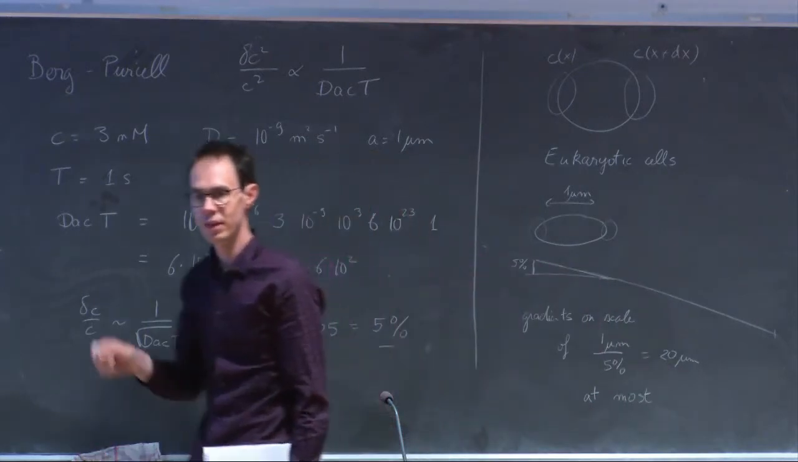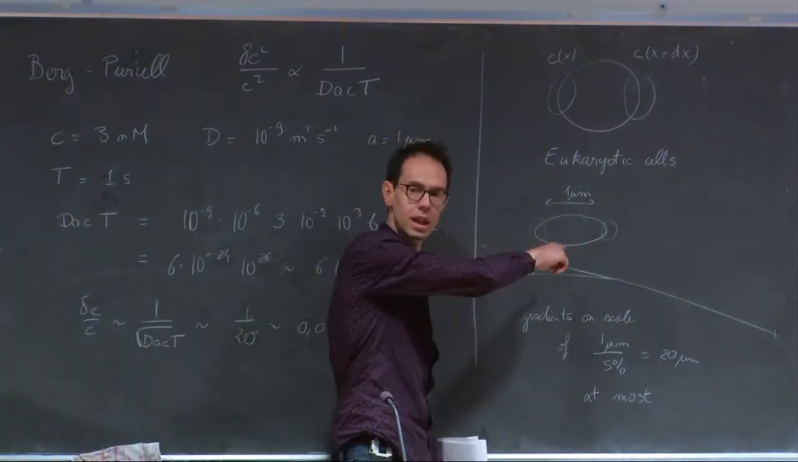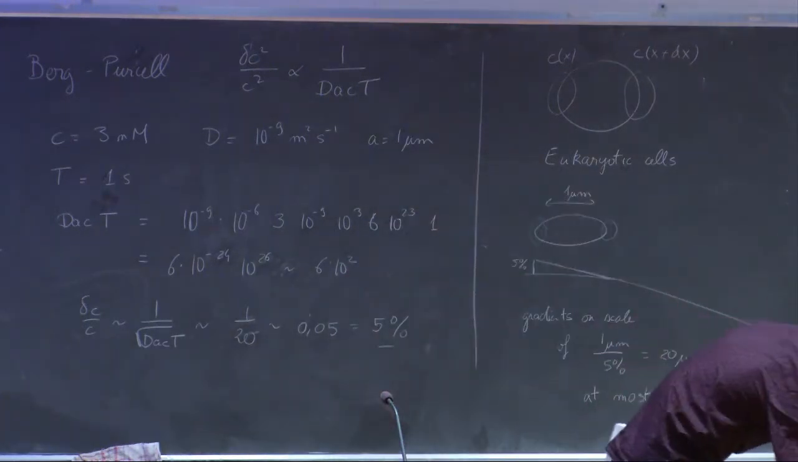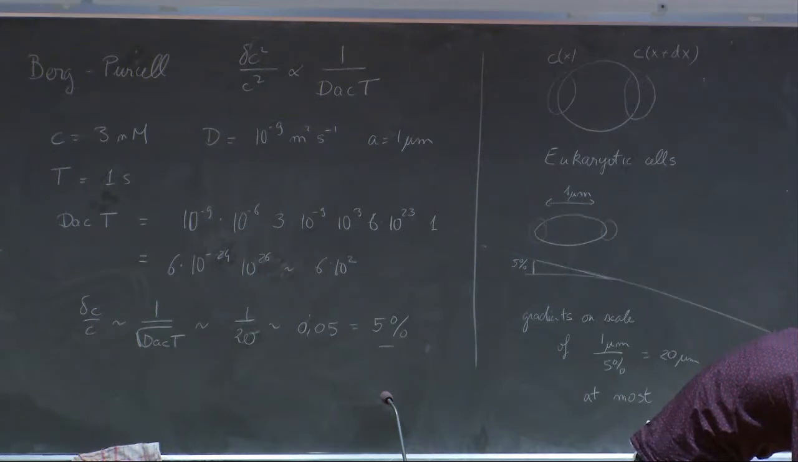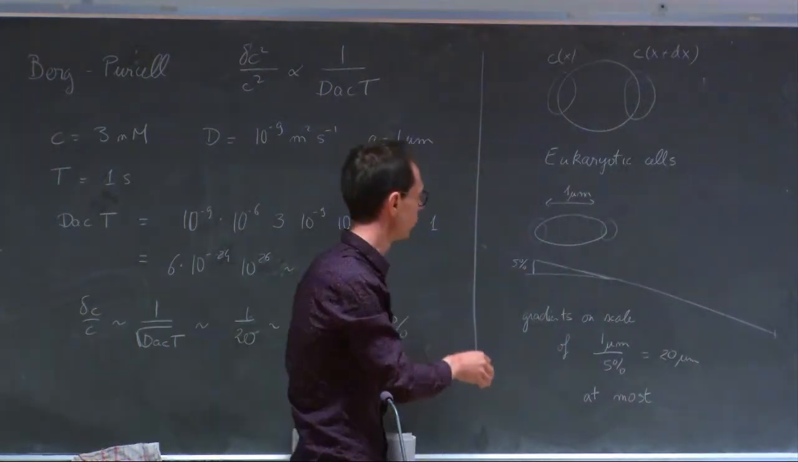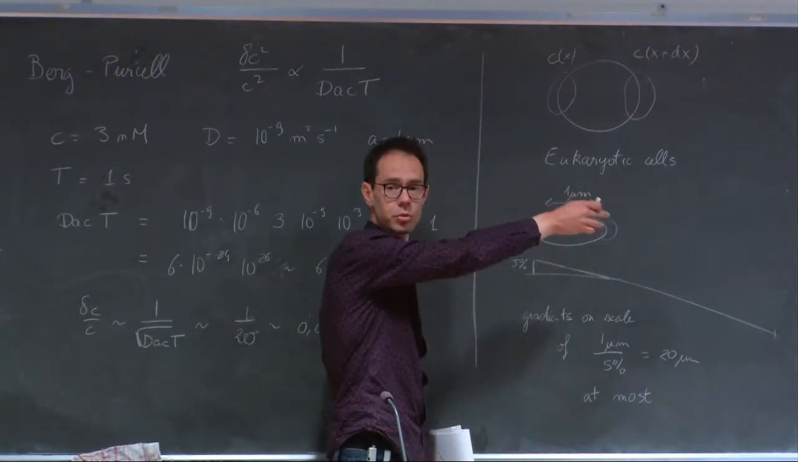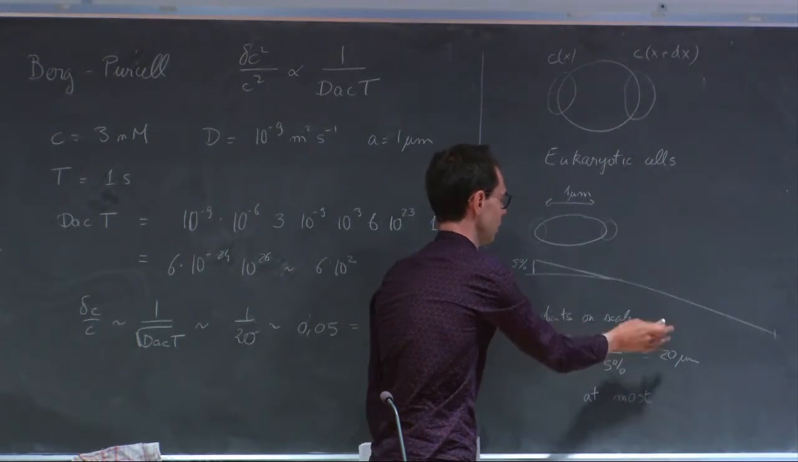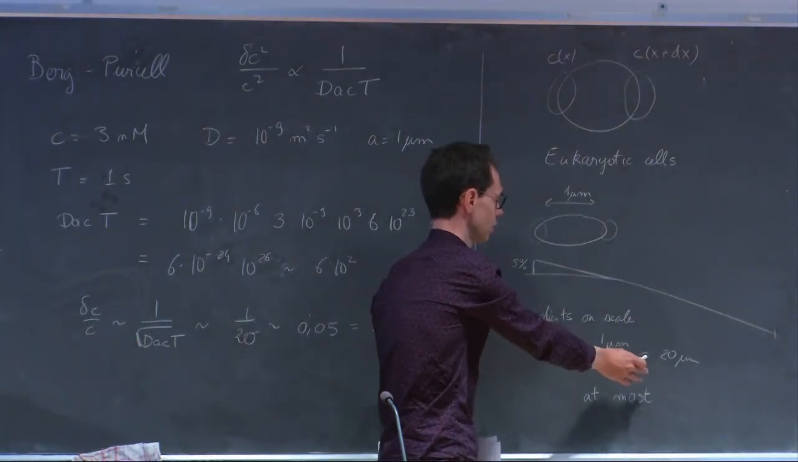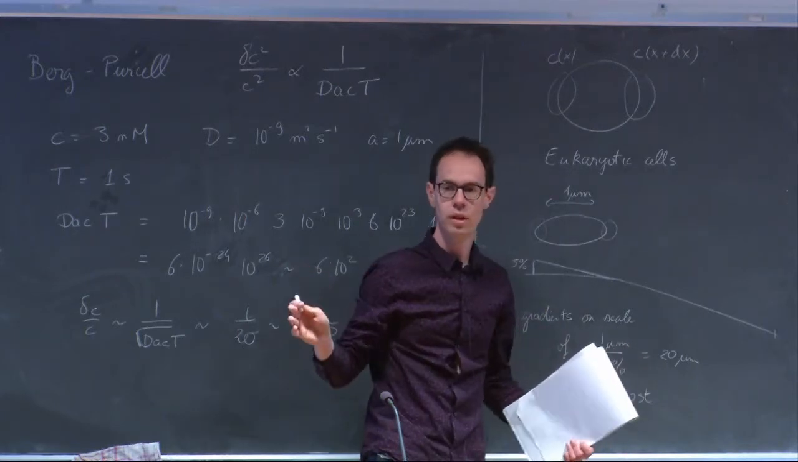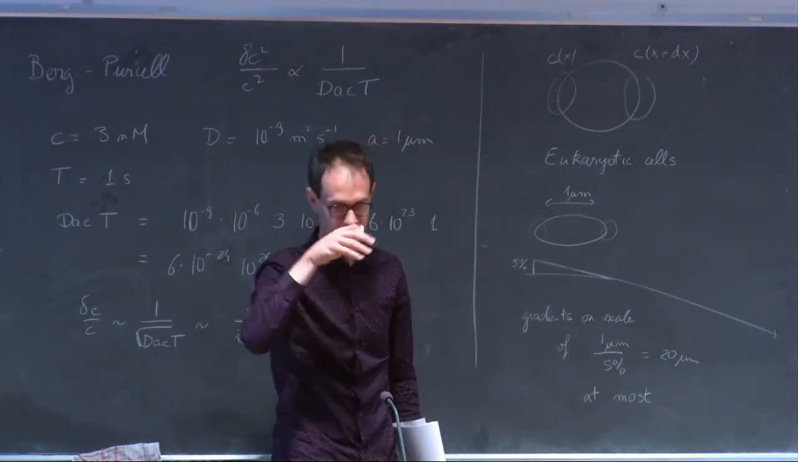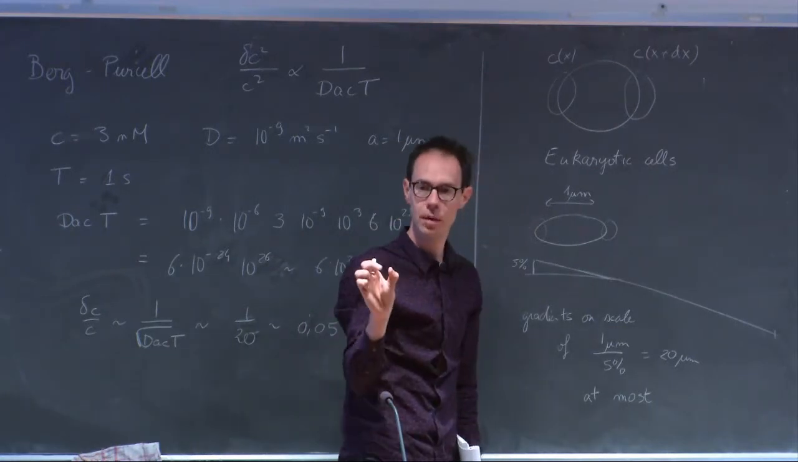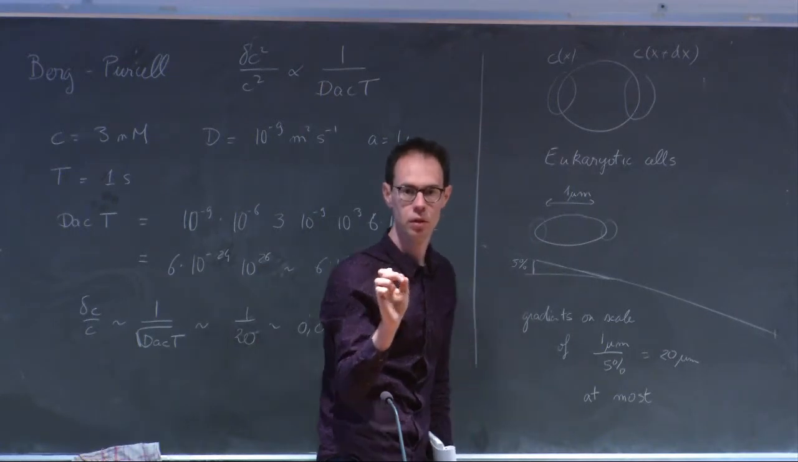So what this means is that if the bacterium was trying to detect spatial gradient by making a difference between front and back, then it could not detect gradients that are larger than 20 microns, right? So it would be very, very sharp gradients on very, very short scales.